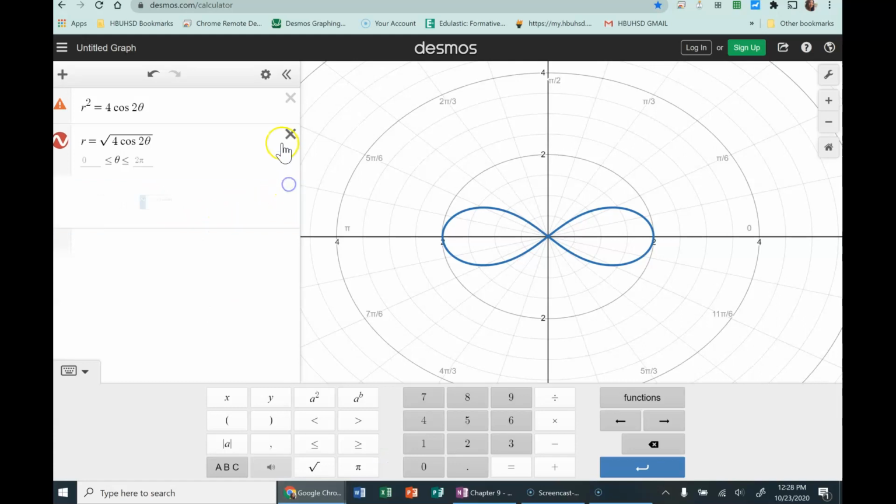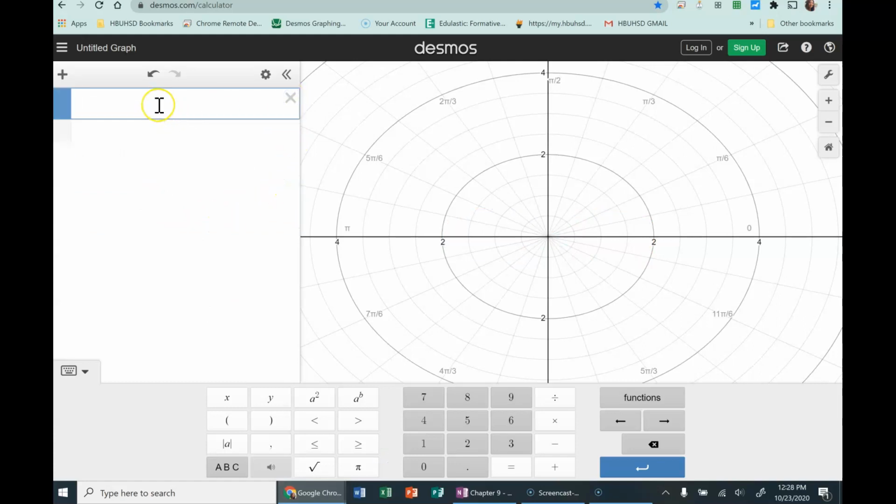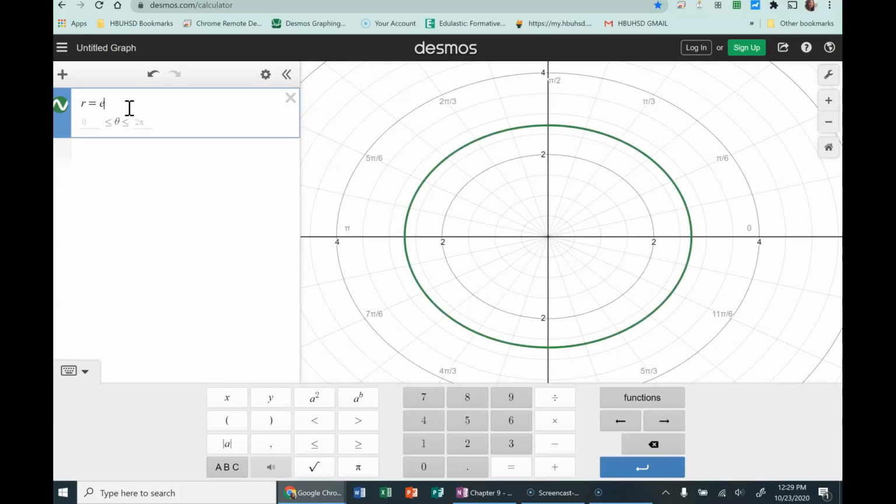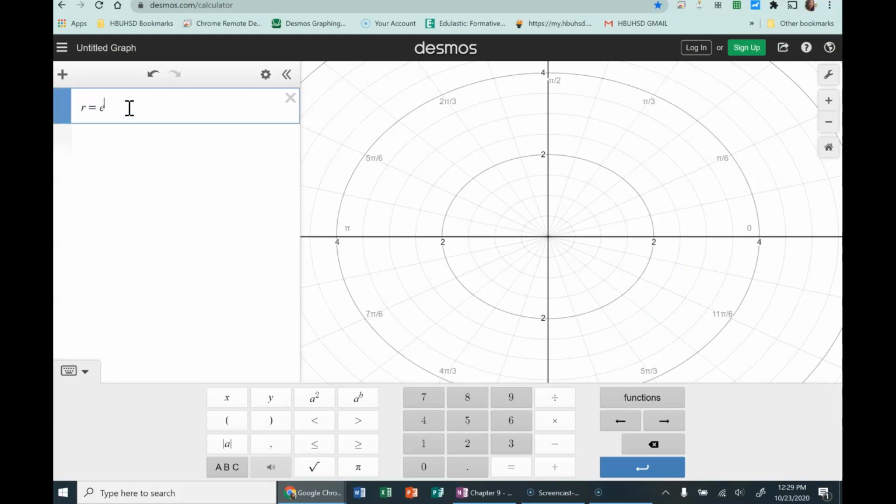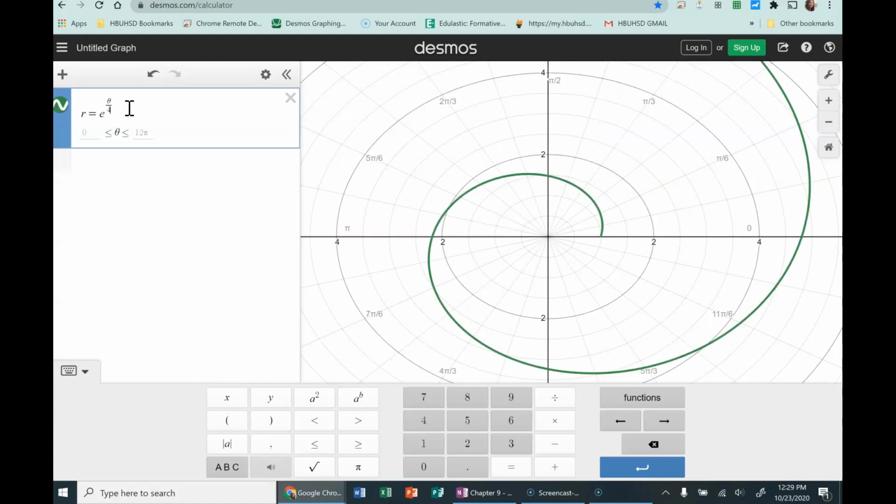So we want to graph out r equals e. Let's find where that is. So to find e, just type e on your keyboard, okay? And then the caret to the power of, let's see, that was theta divided by 4. So theta divided by 4, just like that. Okay, so as you can see, theta is in between 0 and 12 pi.